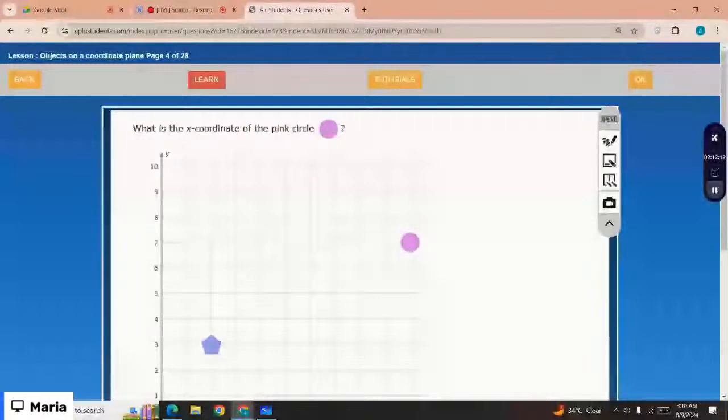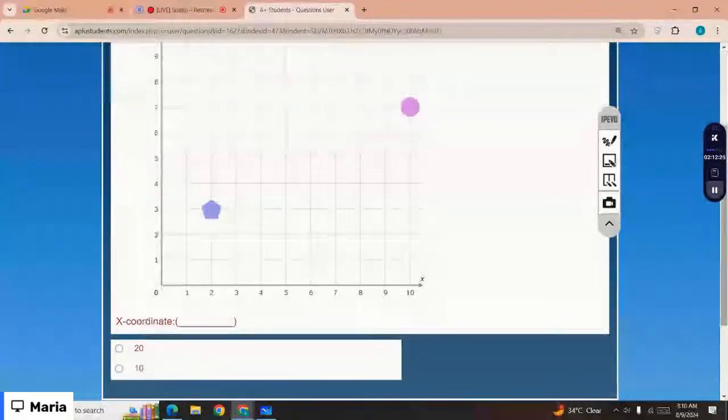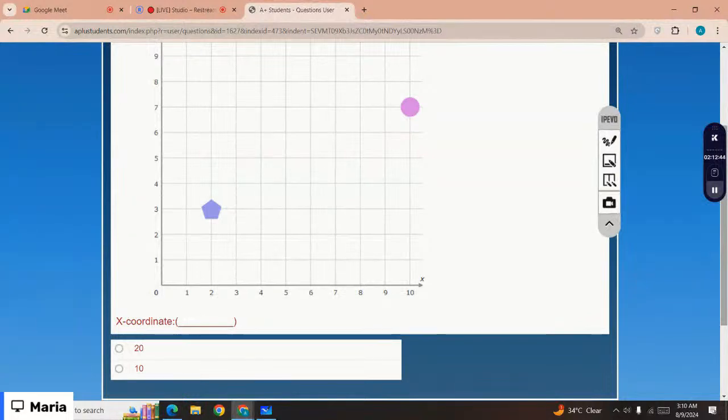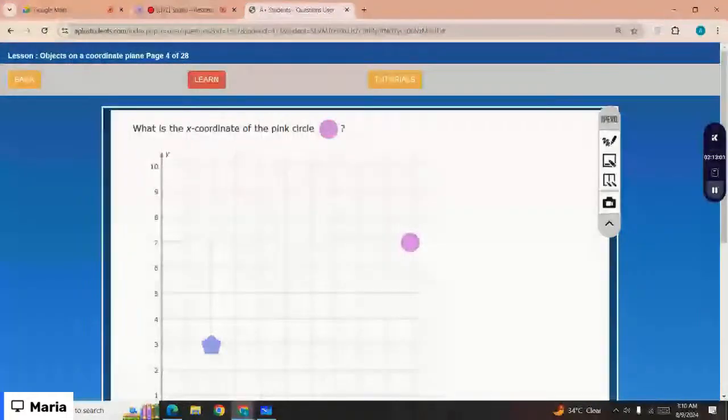What is the x coordinate of the circle? So which is the correct option? The correct option is 10. Very good. Option number 2 is the correct option. X coordinate of the circle.